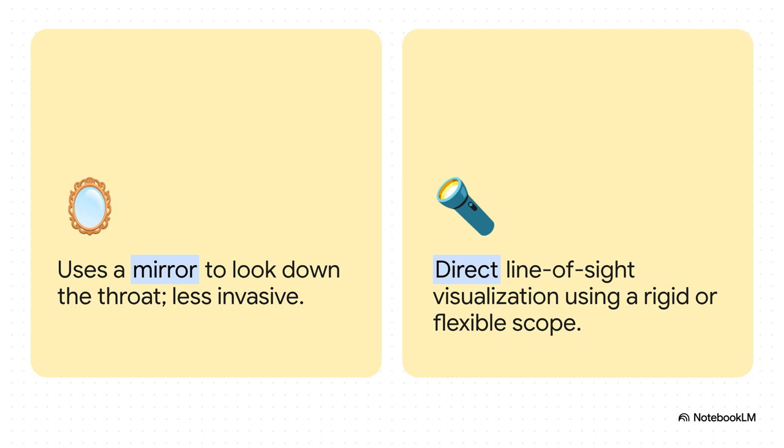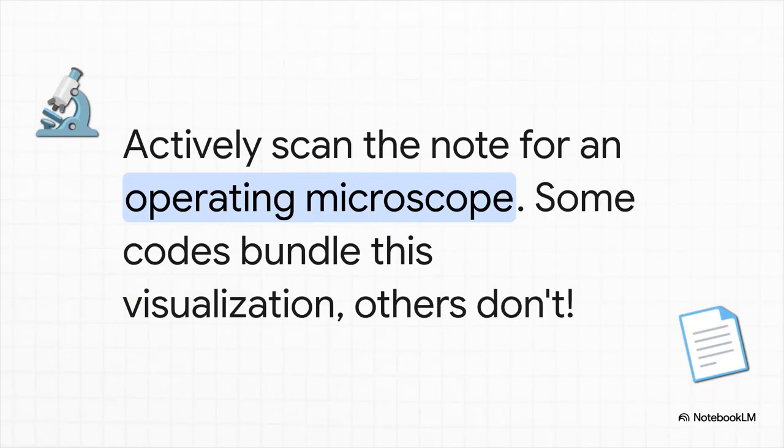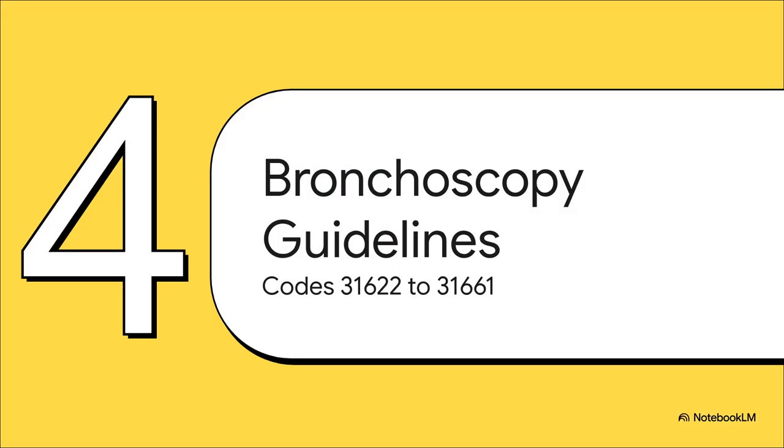When you're reading an operative note, grab your highlighter and mark direct or indirect the second you see it, because it completely changes which code family you're in. You also want to keep your eyes peeled for any mention of an operating microscope or telescope. Some of these standard laryngoscopy codes bundle the visualization right in, but others specifically include or exclude the scope in their code descriptions. Spotting that one tiny detail is going to help you cross out the wrong multiple choice answers in a heartbeat.